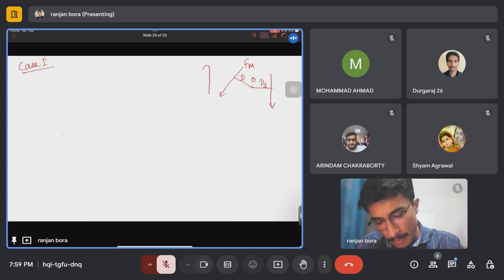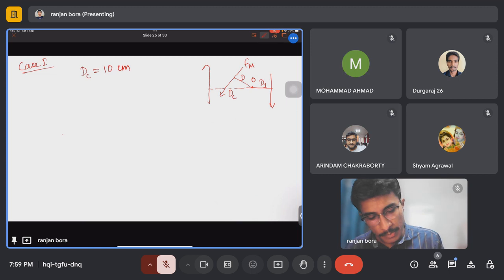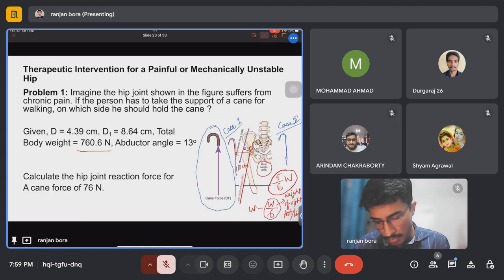Here the cane will come, and from point O this distance will be DC. DC is 10 centimeter. 5 by 6 W. And the cane force was given, FC, the cane force is 76 Newton.